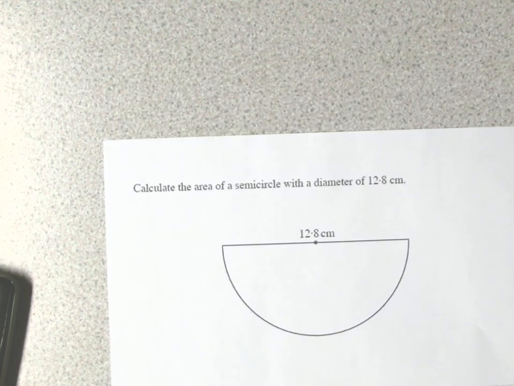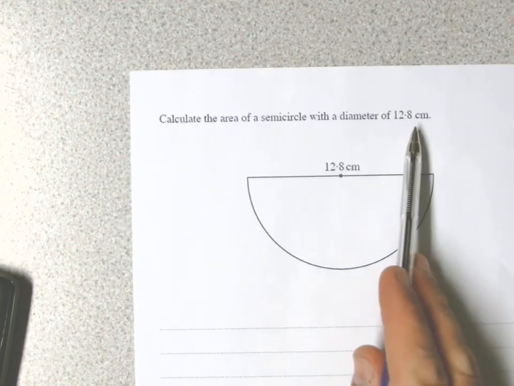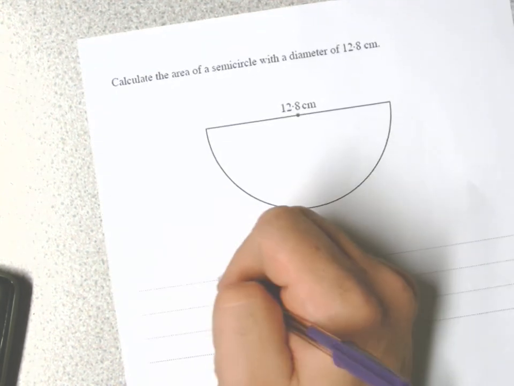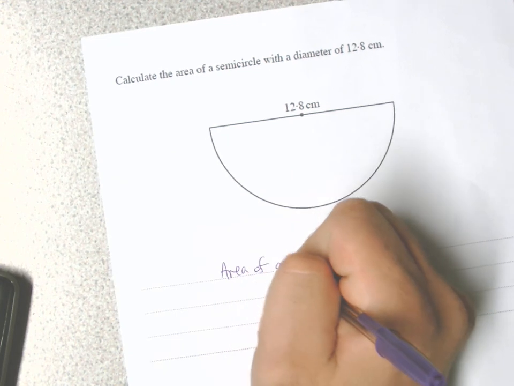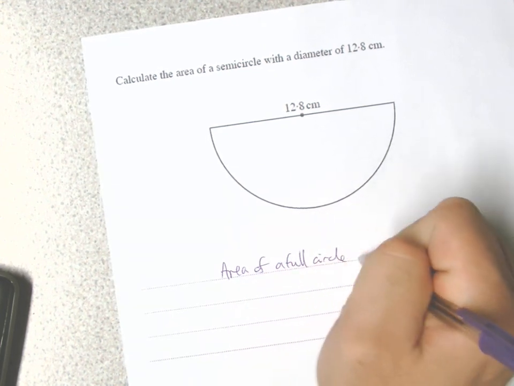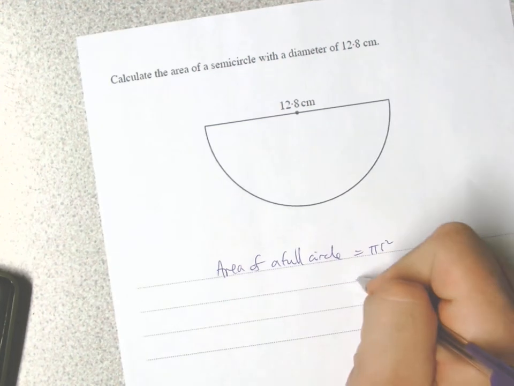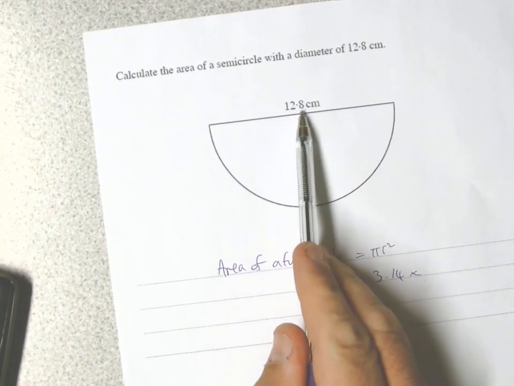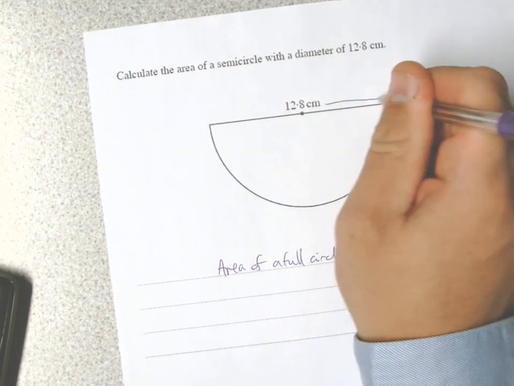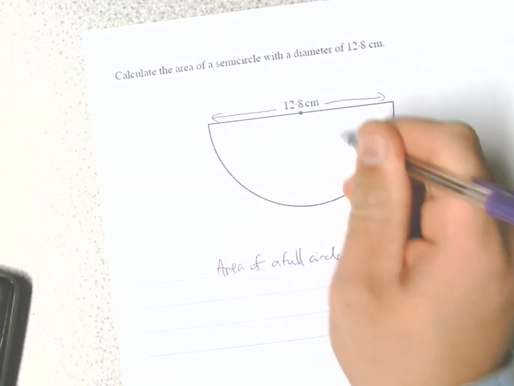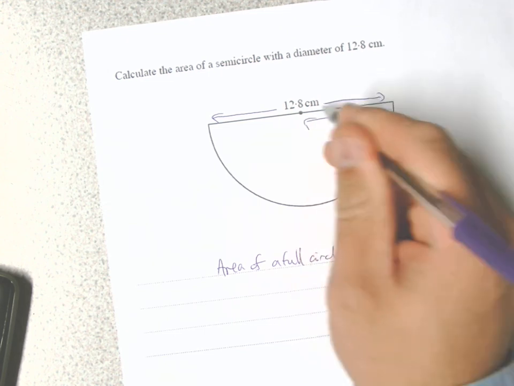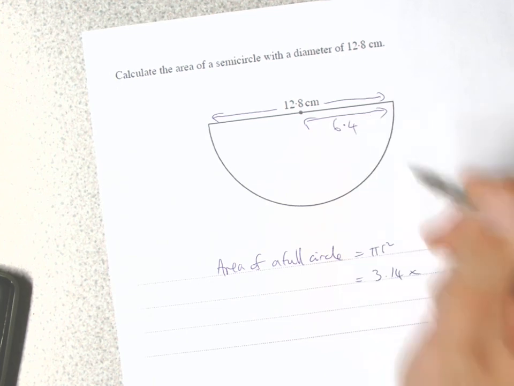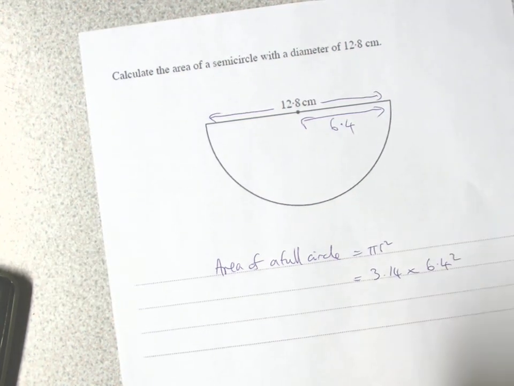Last one. Now they ask you the area of a semicircle with diameter 12.8. Because it's area, we think of the area of a full circle to start with, which is pi r squared, so 3.14 times the radius squared. Now be careful, 12.8 is not the radius. That's actually the diameter, isn't it? The radius will be half of that, 12.8 divided by 2, which is 6.4. So you do 6.4 squared.